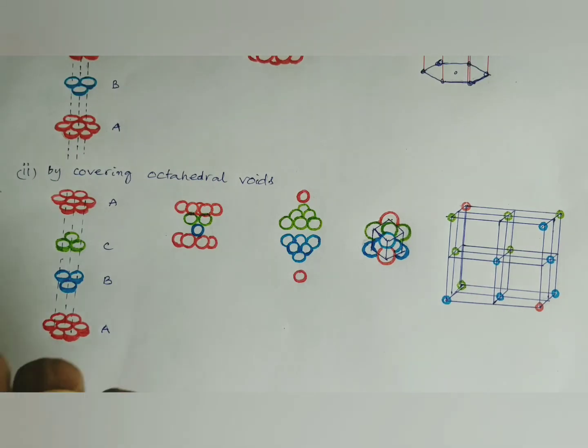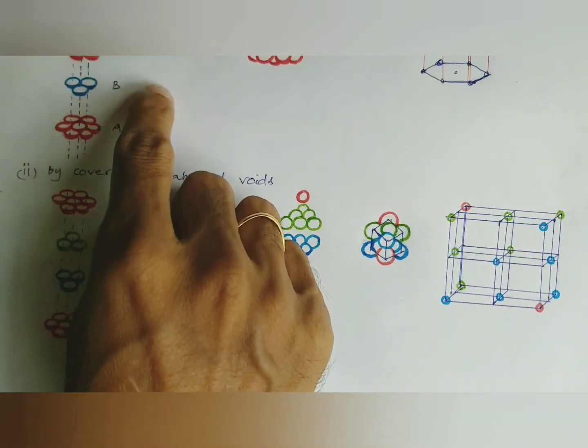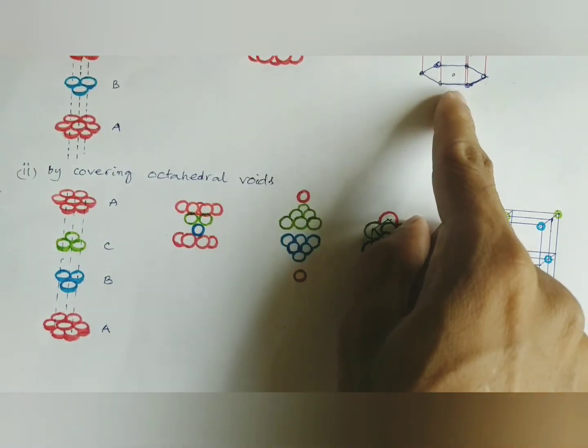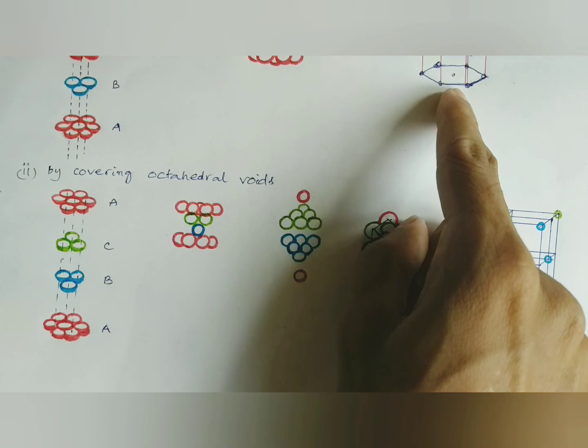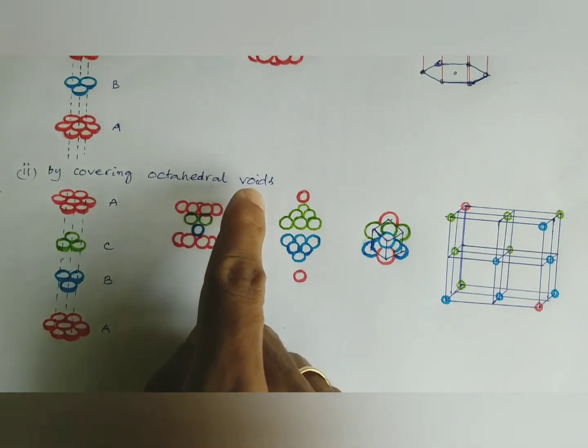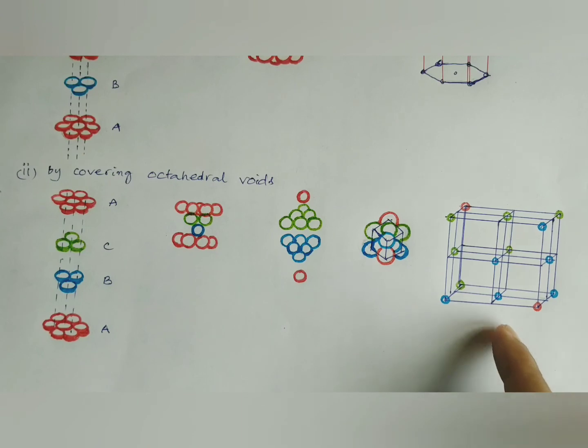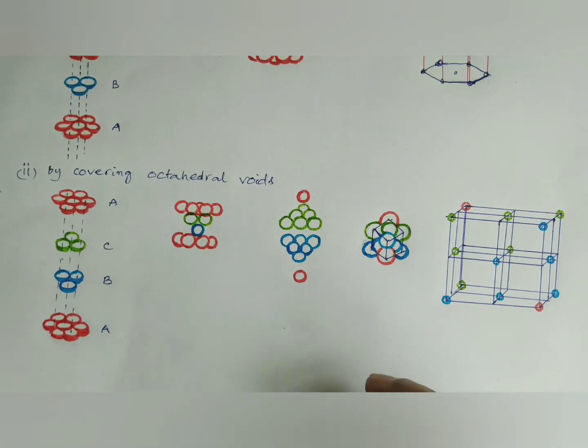So if tetrahedral voids are covered, then it results in the formation of a hexagonal close packing like this. And if octahedral voids are covered, then it results in the formation of a face-centered cubic. So here also the coordination number is 12, because each atom is surrounded by 12 atoms.